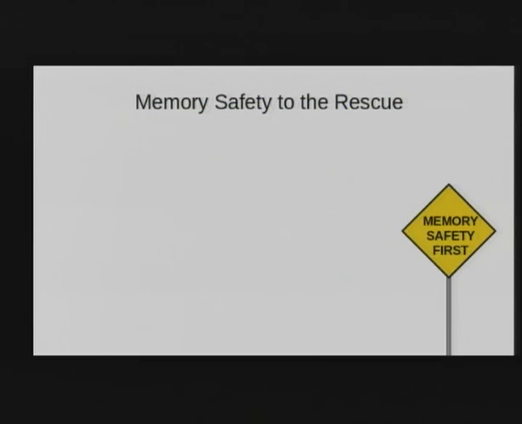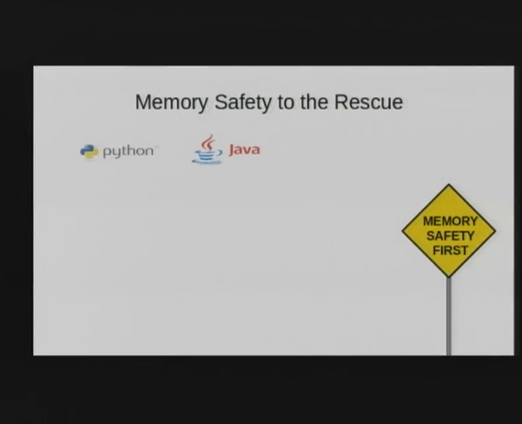So you might say, memory safety to the rescue, right? If we just move away from these unsafe languages like C and C++ and implement all our software in safe languages, we'll be safe, right? So people proposed a large set of safe languages. So there's Python, there's Java, there's C#, and there's Swift, right? So we've solved the problem.